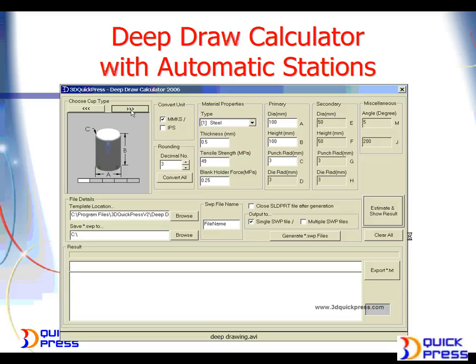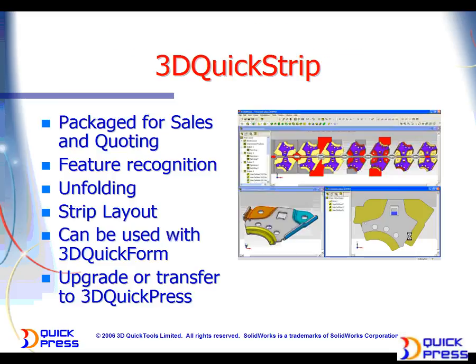So you can go through and develop the handbook calculations very, very quickly and then create all the stations, predicting the number of stations, whether or not they'll form properly, and then ultimately creating the geometry of each station. And yes, you can include the stretch web. What I've shown you so far is a subset of 3D Quick Press.